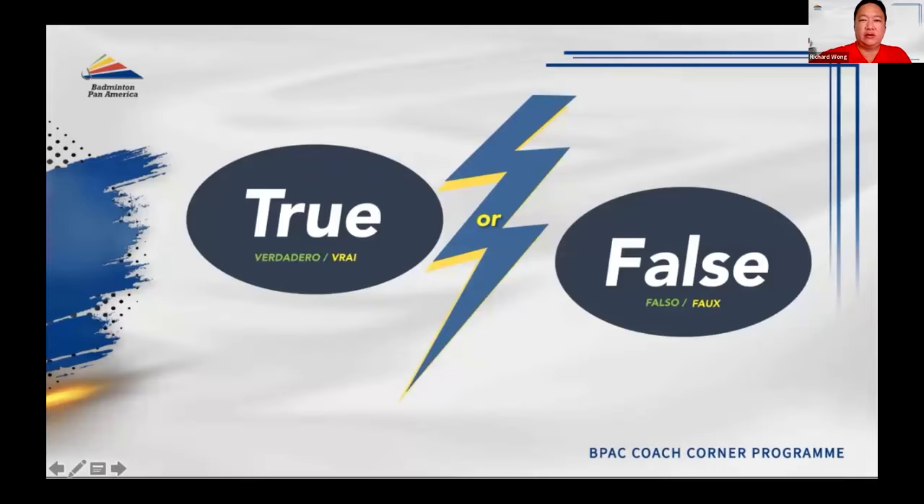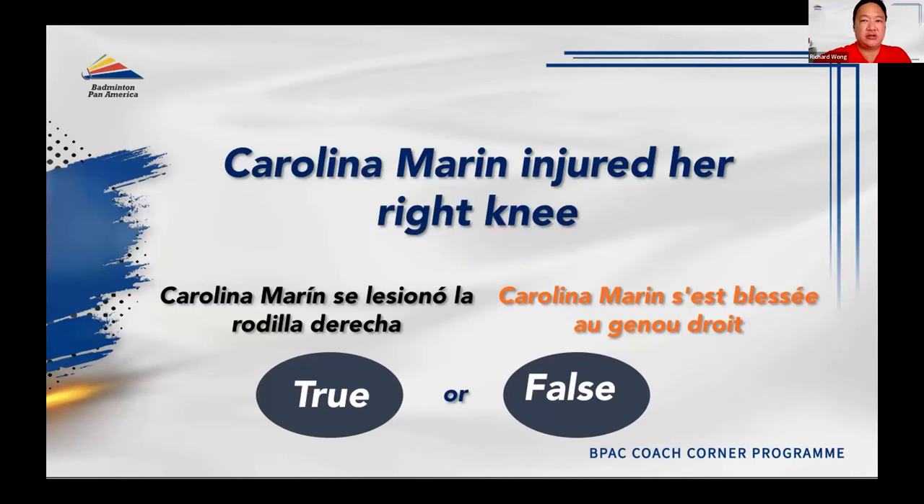Okay, we'll have our trivia now. In today's trivia, please write whether the following statement is true. The statement is, for her last injury in the game against Sena Newhall, Carolina Marin injured her right knee. Please write true or false in the chat box.